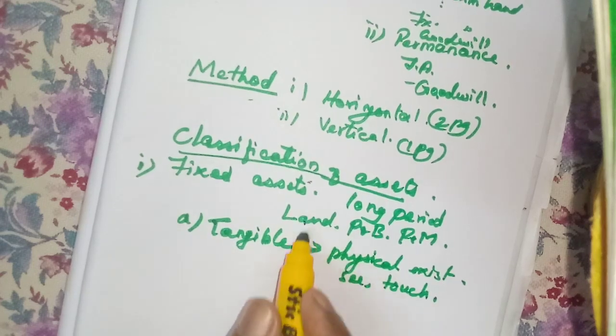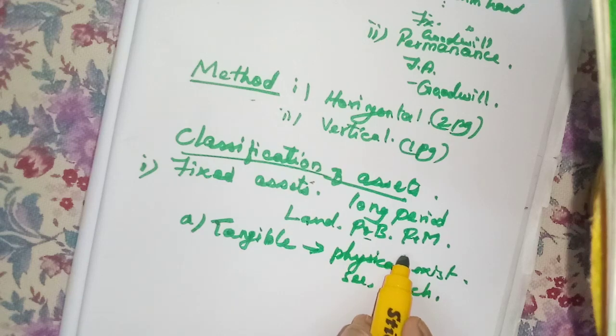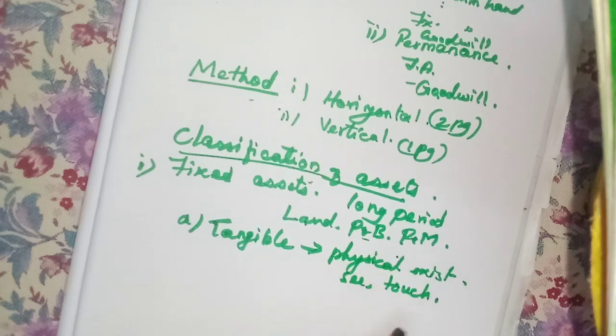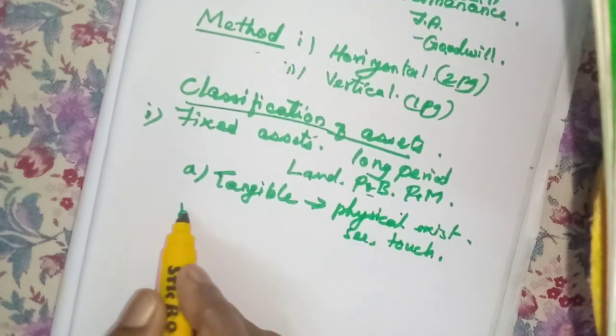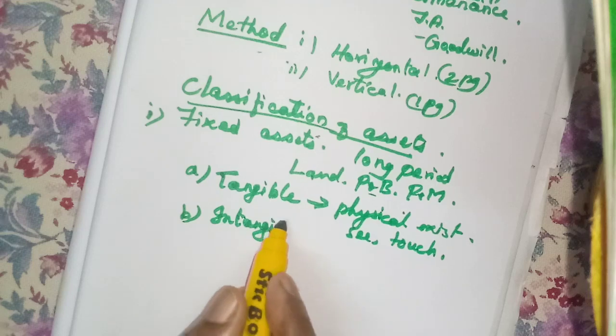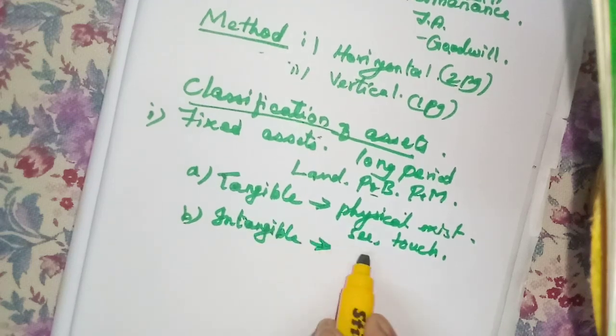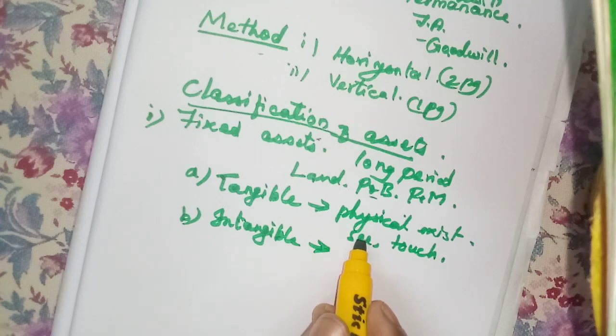For example, land we can see and touch, isn't it? Plant, machinery. Okay, then office equipments, motor vehicles, then car, everything we can see and touch. It has some physical existence. But the other one is intangible assets. Some assets are there that we cannot see and touch. They do not have any physical existence.